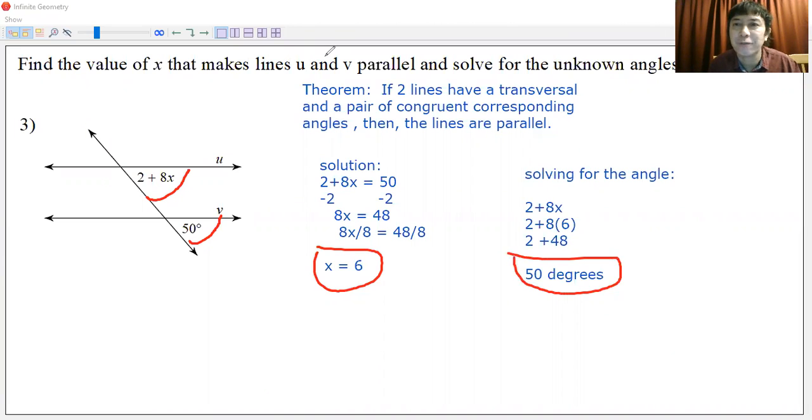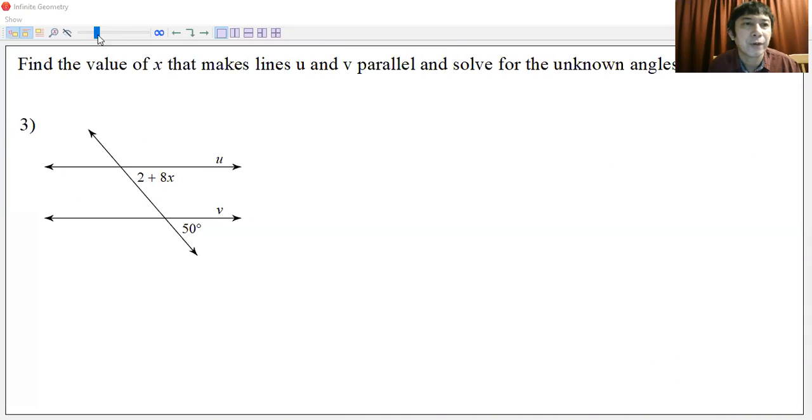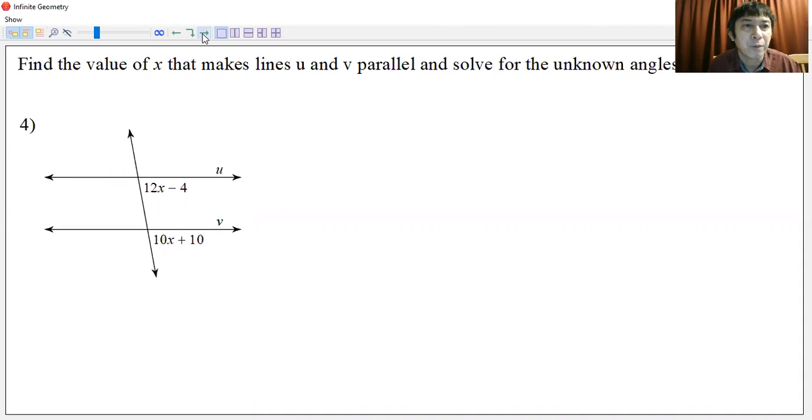Okay, let's continue with the fourth. Let me clear the screen. All right. Number 4. Find the value of x that makes lines u and v parallel and solve for the unknown angles. The x will have to be found. Also, the measurement of each of these.